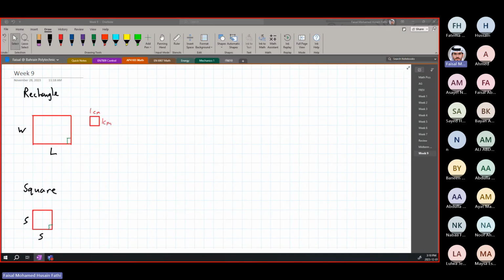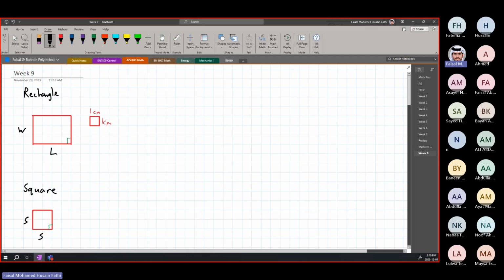Let us begin. So the concept you need to know in week 9 is about perimeters and areas of basic shapes, and then you'll move on to more complicated shapes. So let's start with simple definitions. What is perimeter? The perimeter is basically, let's take the case of a rectangle.